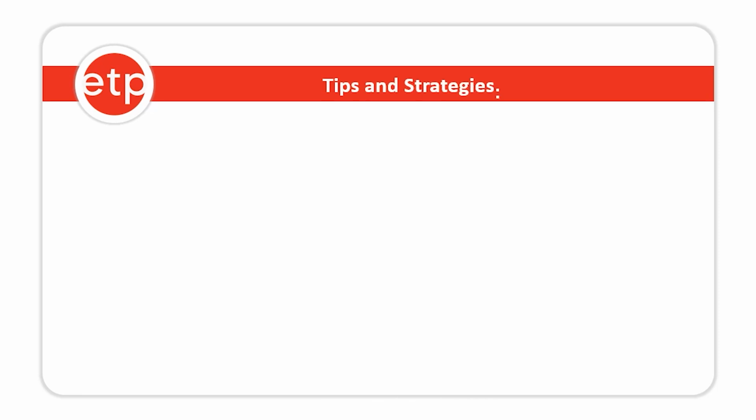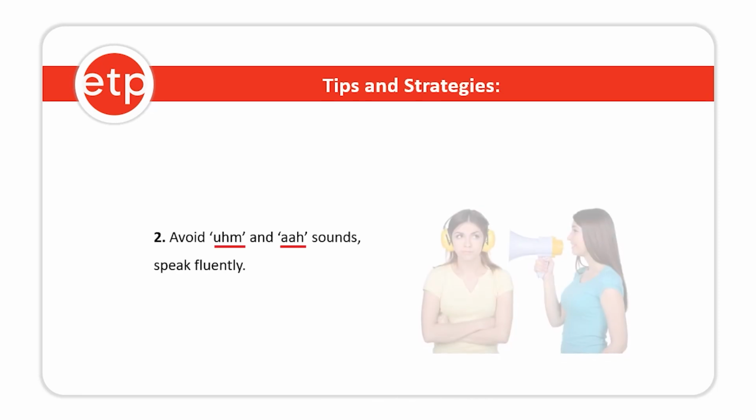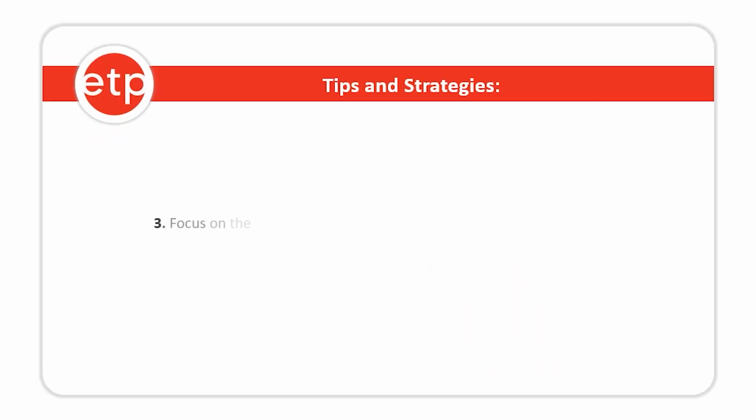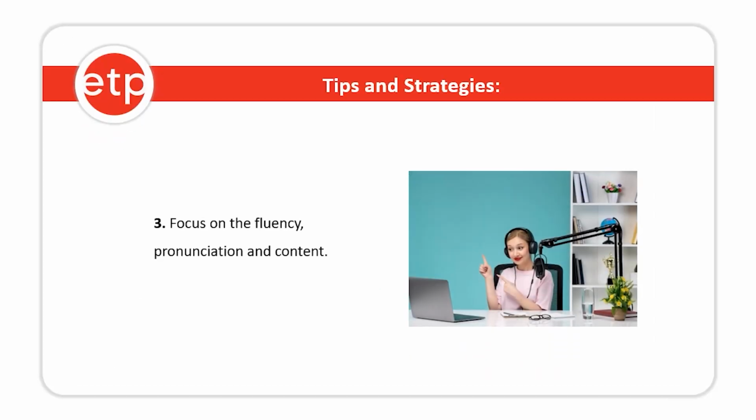Next strategy is to avoid any kind of sound that can break the flow of your speaking. The next strategy is to focus on all the 3 aspects equally, which are fluency, pronunciation, and content. It's not that you give more importance to fluency and pronunciation and leave the content, as you are assessed equally on all the 3 parameters.